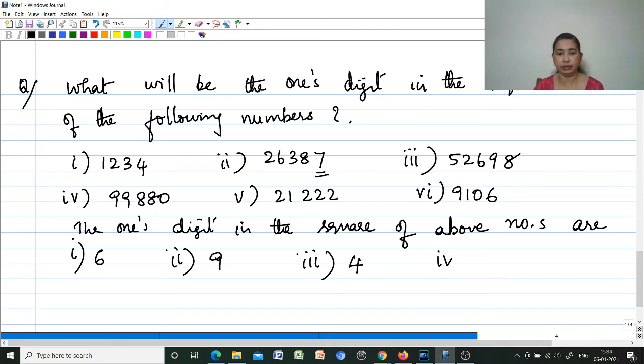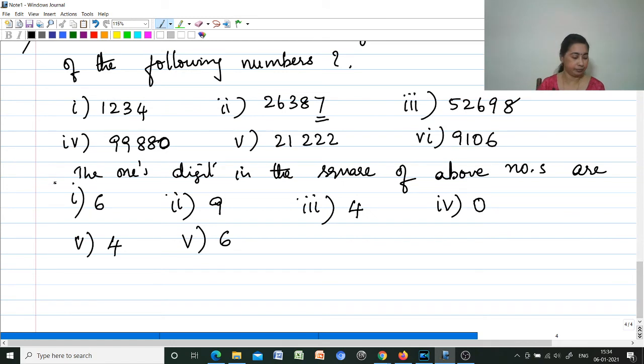Then fourth question, it is ending in 0, so its square will also end in 0. Then fifth question, it is ending with 2, so in the square it will be 4. Then sixth question, it is ending in 6, then the square will end in 6 itself. Okay.